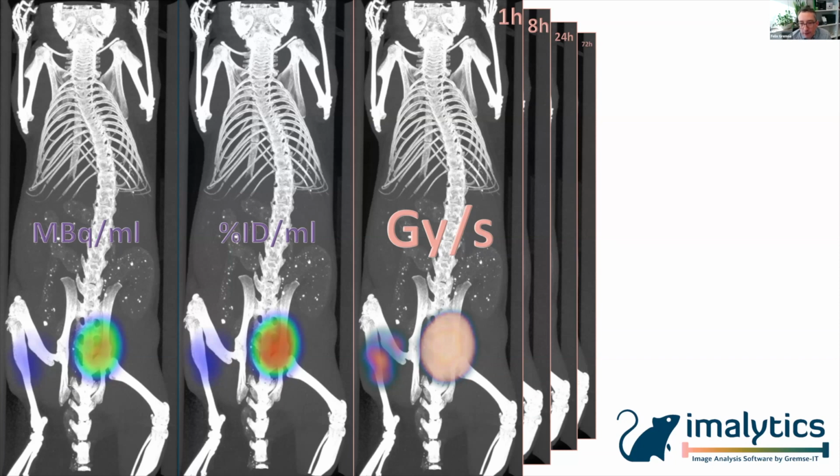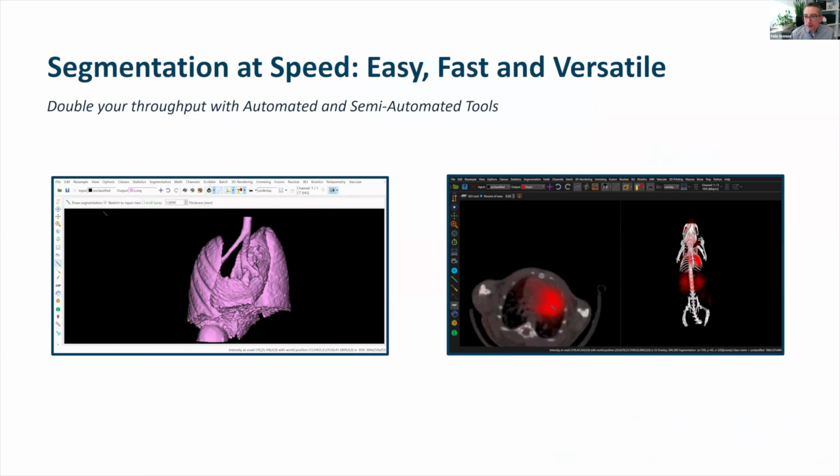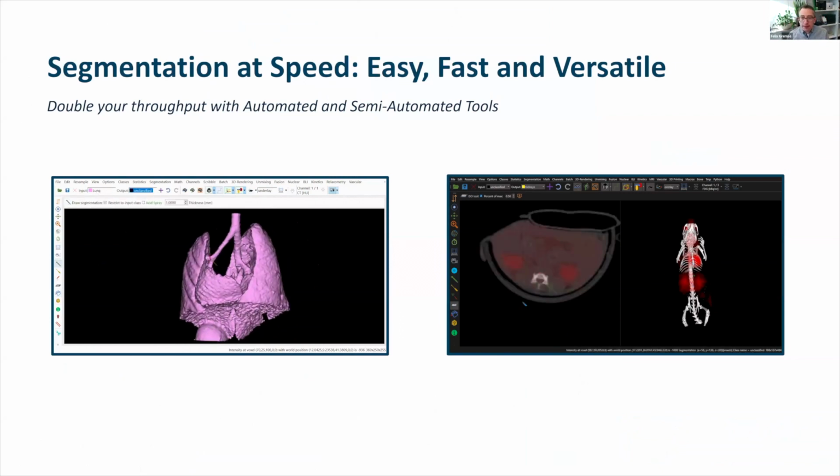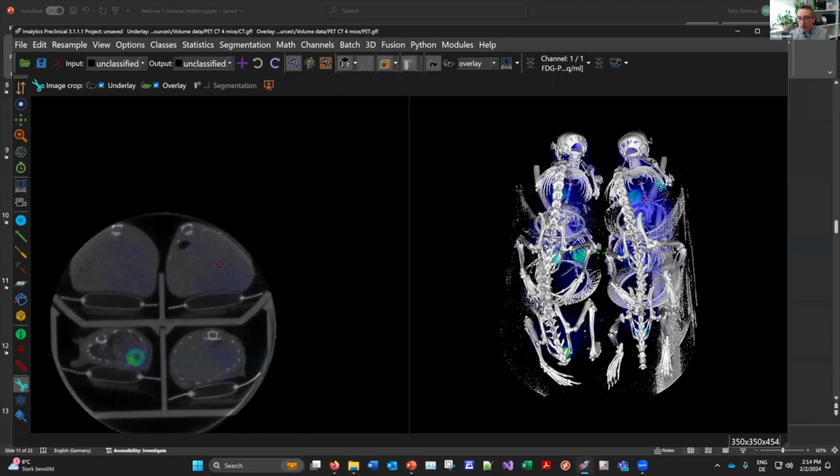And there you need to do this for every time point because the mouse would be scanned like every day or every few hours. And then the question is, what do you do next? Because then you need to perform organ segmentation to associate your data to the organs. And I'll explain this a bit here.